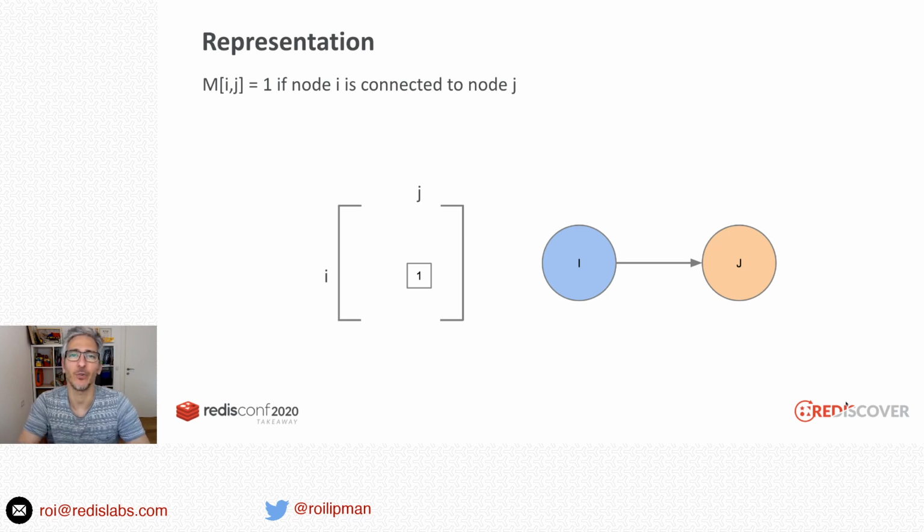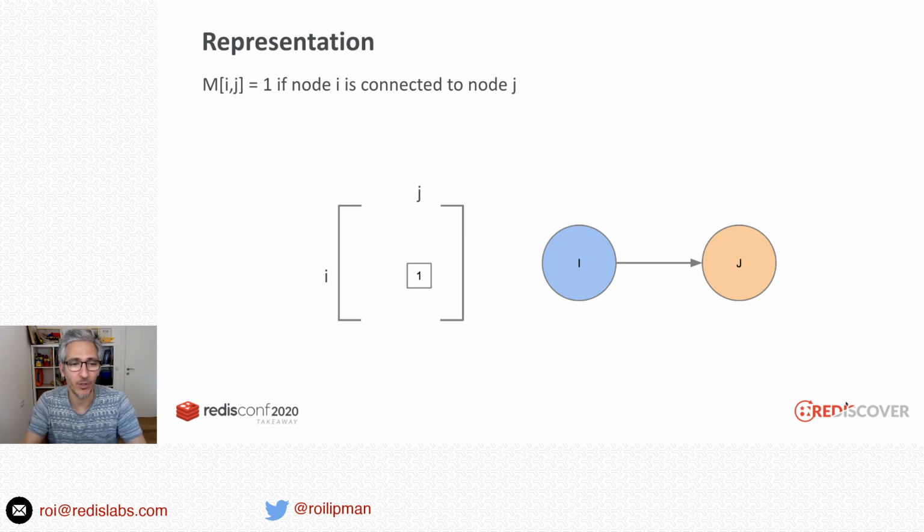So you can think about a matrix as just a big table with rows and columns. And suppose that we have this very simple graph where we have node I, which is connected to node J. We can represent this graph in a matrix by saying that the row I of the matrix and column J of the matrix, basically specifying the ij entry in the matrix to have the value 1 in it.